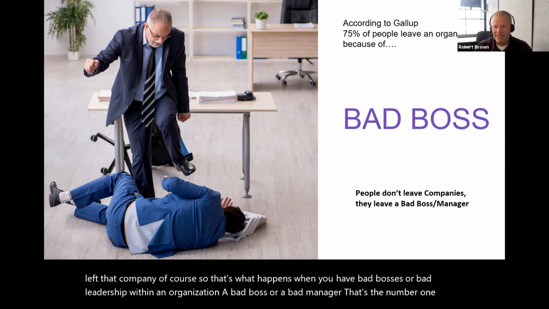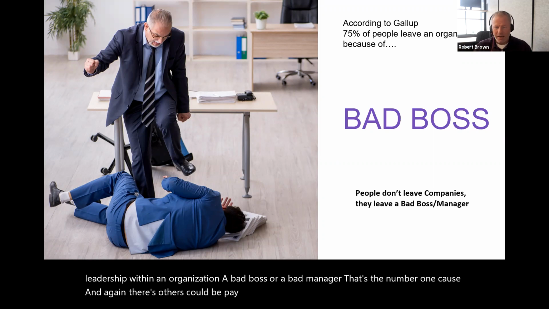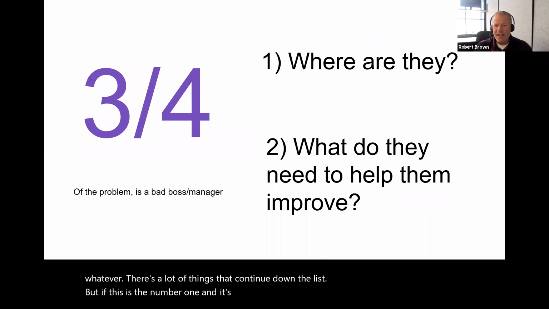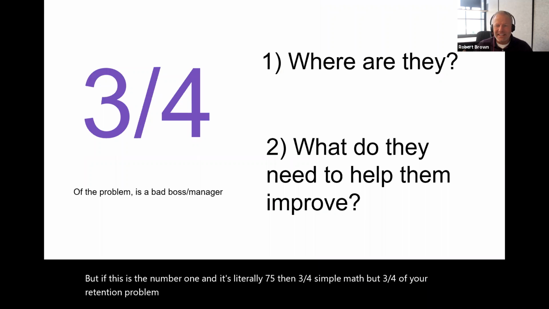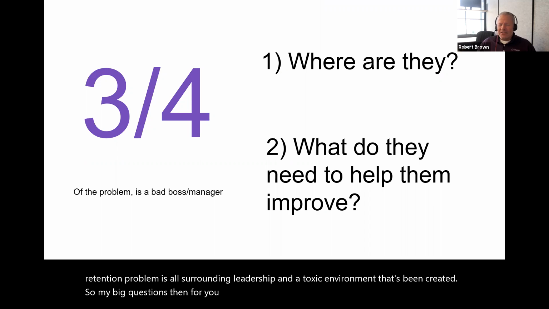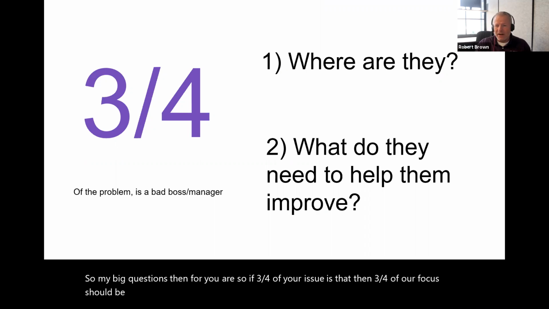And again, there are others, could be pay scale, job fit, whatever. There's a lot of things that continue down the list. But if this is the number one and it's literally 75%, then three quarters, simple math, of your retention problem is all surrounding leadership and a toxic environment that's been created. So my big question for you is, if three quarters of your issue is that, then three quarters of our focus should be on identifying where they are and what we need to do to help them. That's what we really need to figure out.